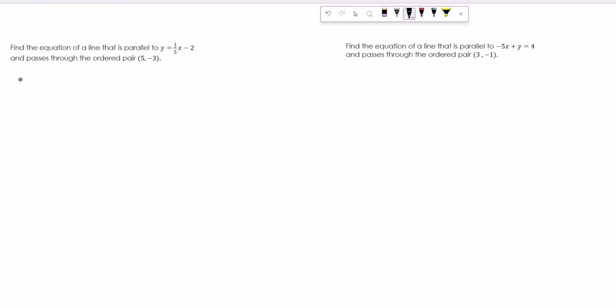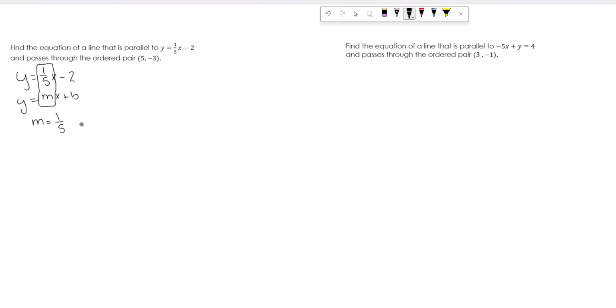All right, let's see how you did. Find the equation of a line that is parallel to y equals 1/5 x minus 2 and passes through the ordered pair 5, -3. Well, we know that parallel lines have the same slope. So let's figure out what the slope of this first line is. So let's write it. y equals 1/5 x minus 2. Well, it's in slope-intercept form right away. So I'm just going to write y equals mx plus b right underneath it. And we can see right here, our slope is 1/5.